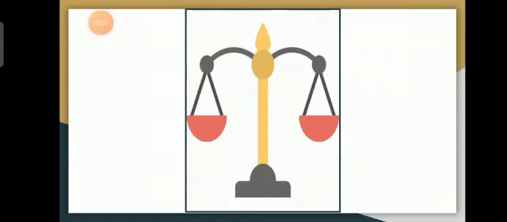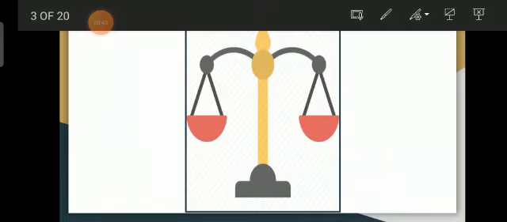Look at this slide. We have a balance over here. This balance we use for measuring the weight. Remember, when you measure two objects, if one object is heavy, the balance will go down. And for the lighter object, the balance will go up.